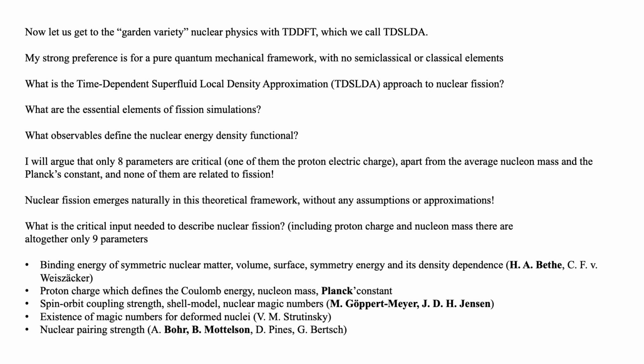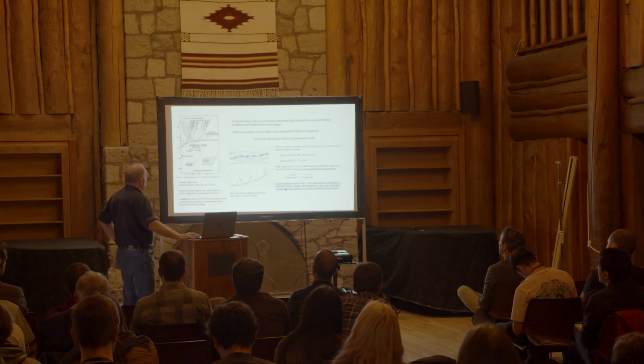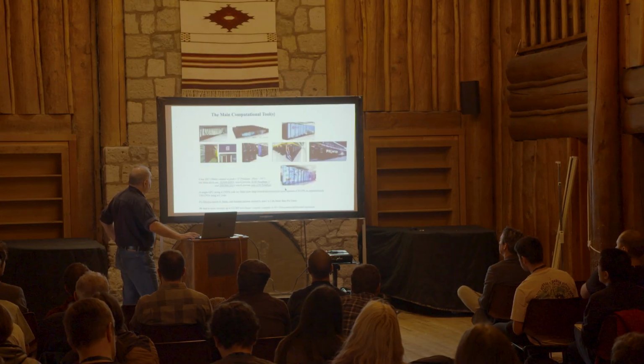So I'm going to stop there. What are the physical elements? Binding energy of symmetric nuclear matter, the density, the surface and symmetry energy, and in particular its density dependence, the proton charge, spin orbit coupling, pairing gap, or pairing strength. These are the only elements which I need in order to describe fission. They are known for decades. So I'm going to use them and see what I can do in nuclear fission. I can start here, but probably I'm going to jump directly to nuclear fission.